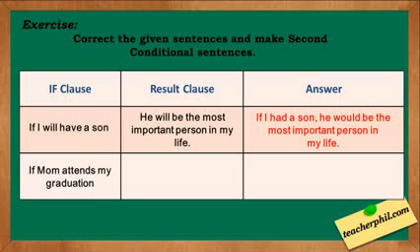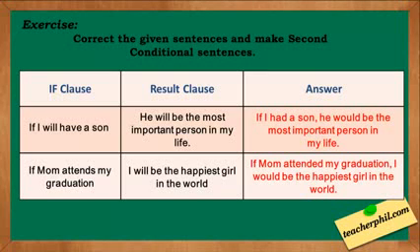Second one: If Mom attends my graduation, I will be the happiest girl in the world. The answer is, if Mom attended my graduation, I would be the happiest girl in the world. The if clause, if Mom attends my graduation, is in the simple present. We change it into simple past, making it if Mom attended my graduation. The result clause, I will be the happiest girl in the world, used will. That's why we needed to change it into would.